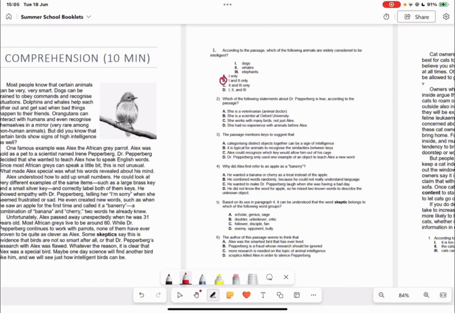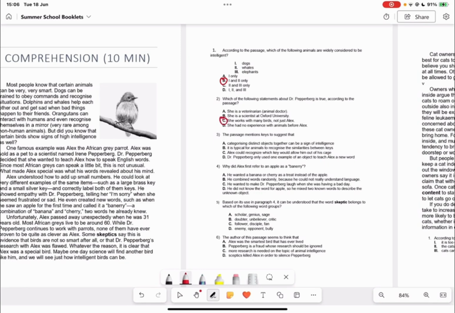B. Okay, which of the following statements about Dr. Pepperberg is true according to the passage? So we can see that it does not say she was a veterinarian. It does not say that she was a scientist at Oxford University. It does say that she works with many birds, not just Alex, but it doesn't say that she didn't have any experience before Alex. So the answer will be C.